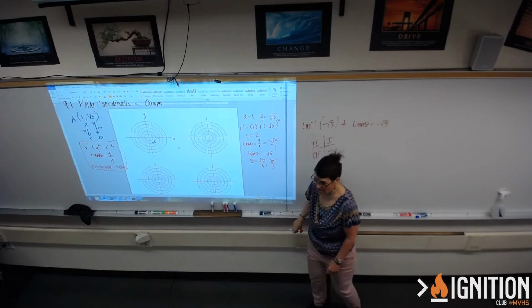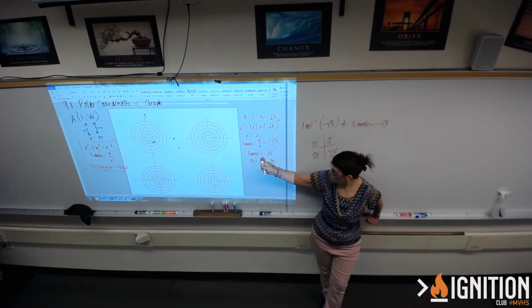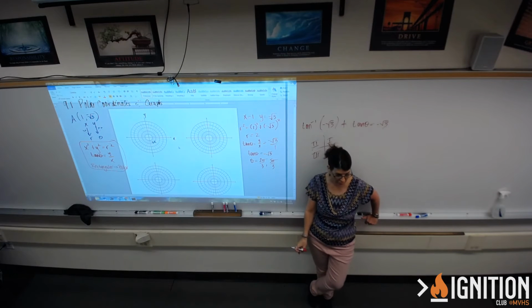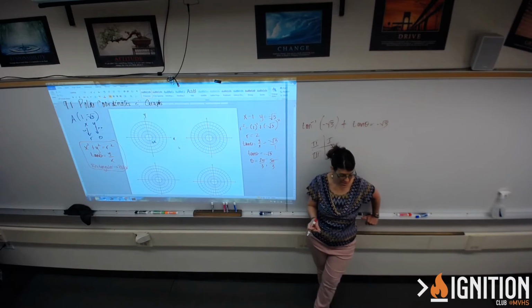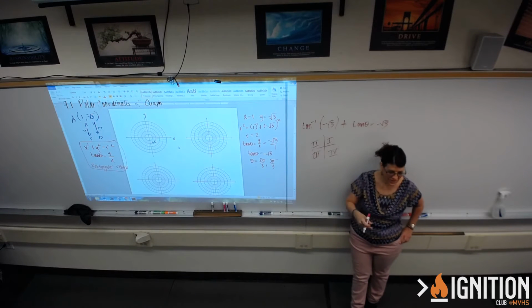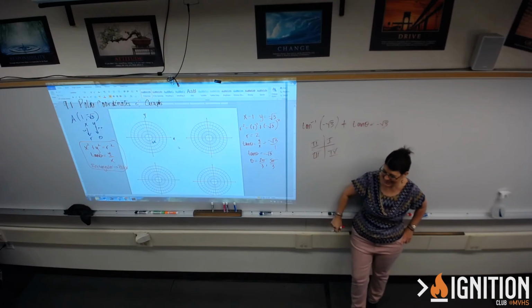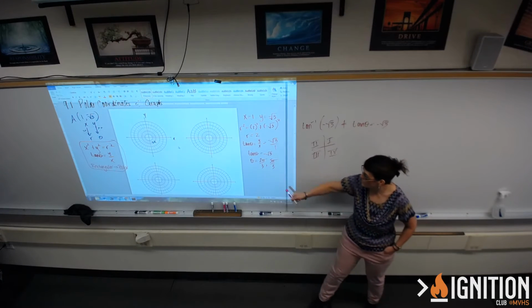Okay, tell me I have that right. Do you agree that there are 2 places where the tangent is negative root 3? Yes. Tangent is negative in 2 and 4. So the question is, which one is it?